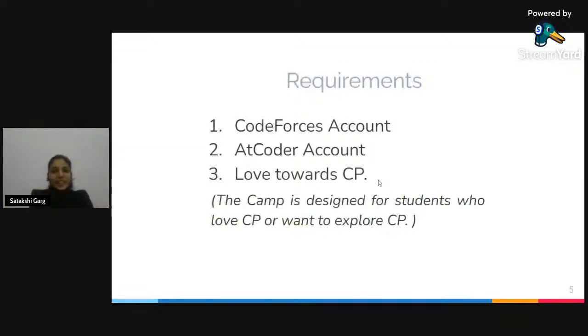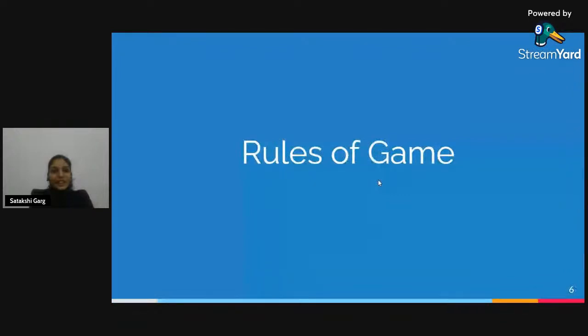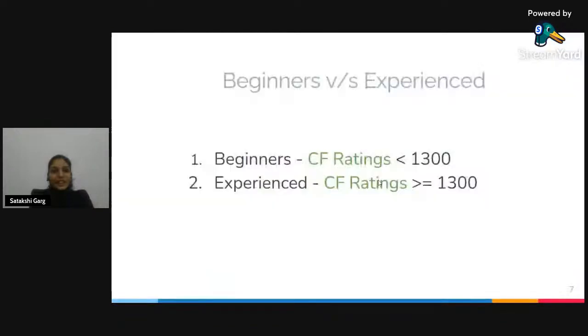So now let's talk about the rules of the game. First and foremost, we have divided the participants into two categories. First category is the coders who have ratings less than 1300. So we have received registrations from people who have ratings above 1300 and who have ratings less than 1300. So beginners will be the people who have Codeforces ratings less than 1300, and experienced people will be the ones who have Codeforces rating greater than or equal to 1300. Fair enough. So that is how the students have been partitioned into two categories.